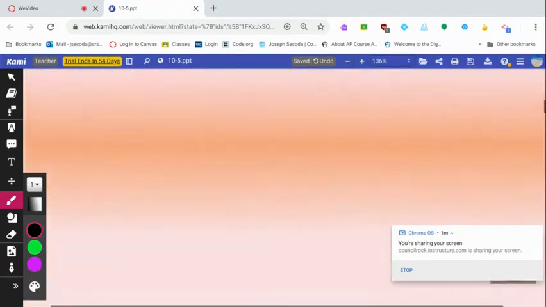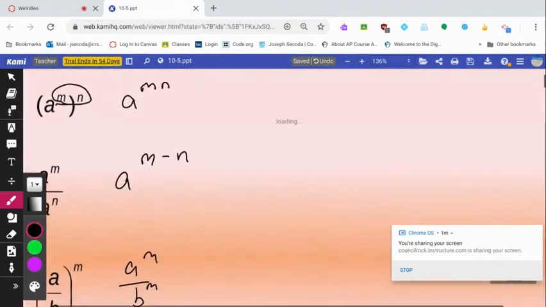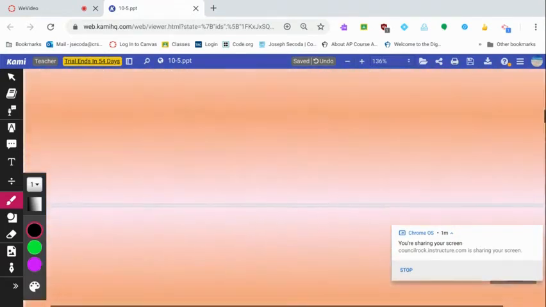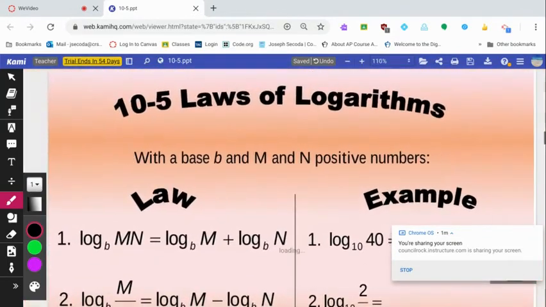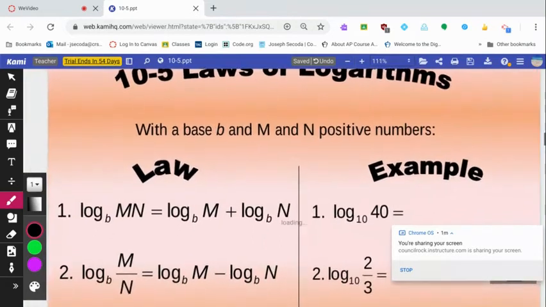Oh, it's my stuff not loading. All right, I guess we'll just jump right into the laws of logarithms.